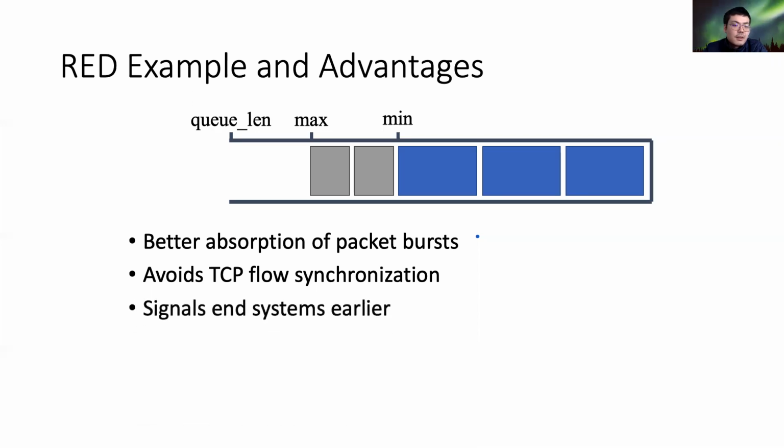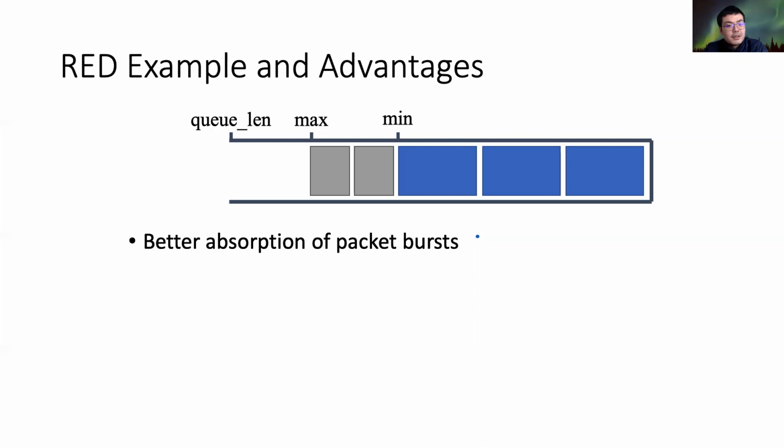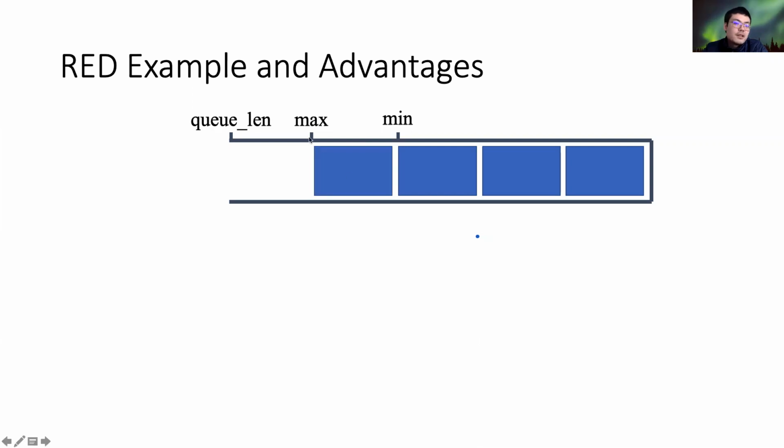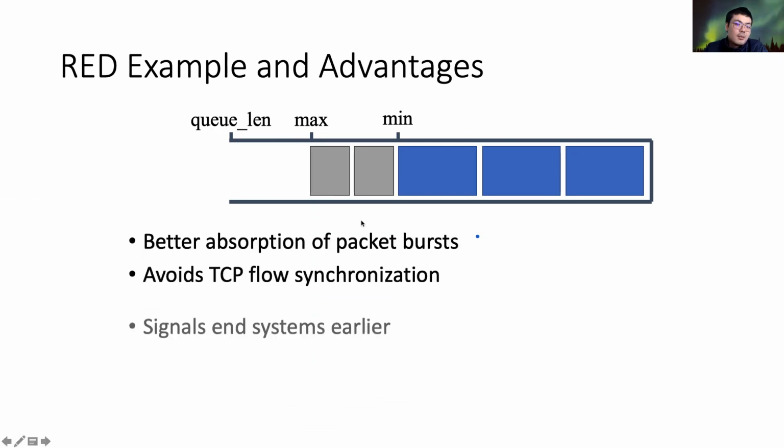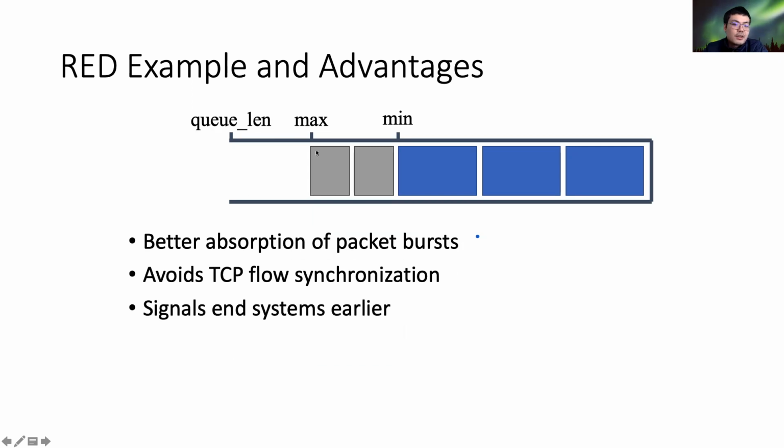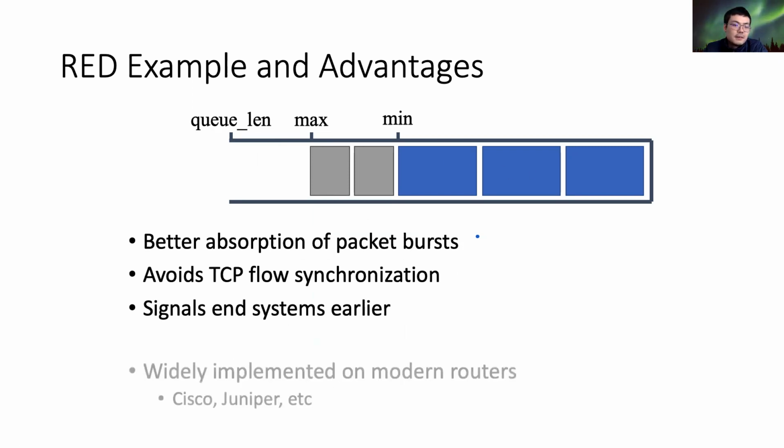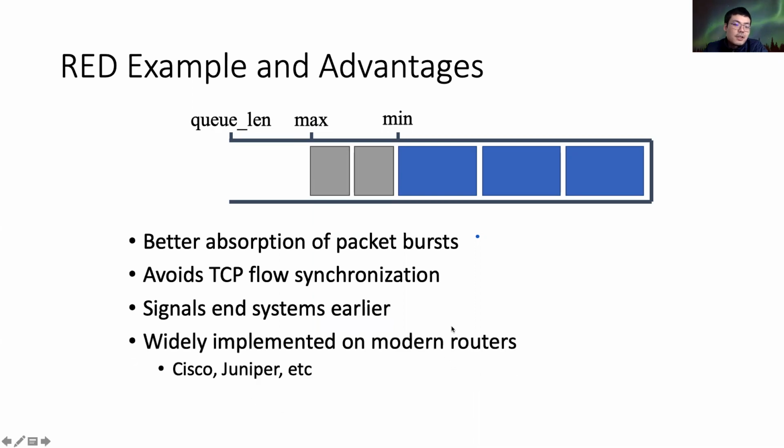And it also signals the end system earlier. So for example, here, even though you have not gone beyond the max, this packet drop already signals, hey, it's almost full. So then you will not cause another blue packet drop. So this saves additional effort. It allows the system to adjust the speed of the blue flow earlier. So this is actually widely implemented on modern routers.